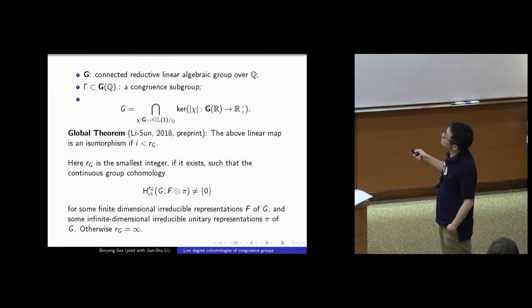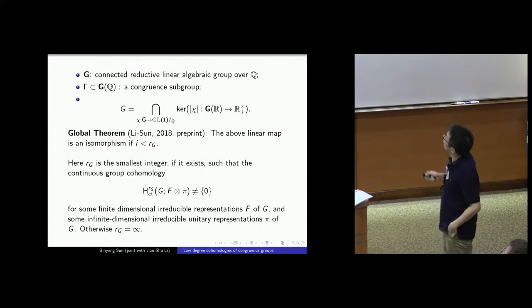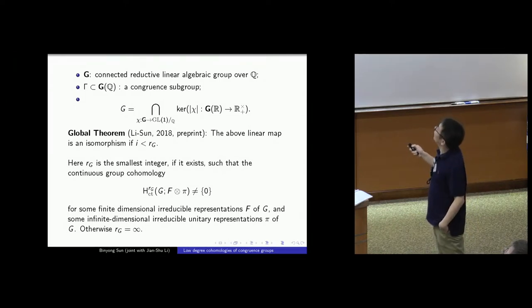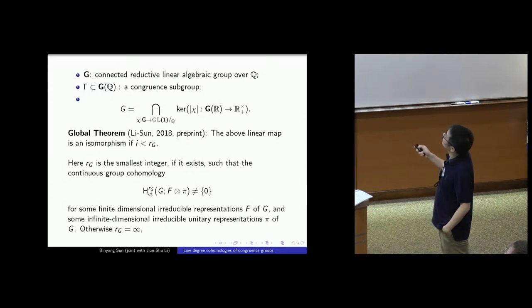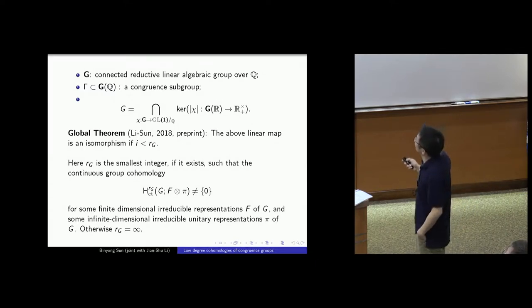If, for example, g is compact, then no such representation exists. So no infinite dimensional irreducible unitary representation exists, so we just set R_G equal to infinity. So for i smaller than R_G, we have an isomorphism. This is my own result.